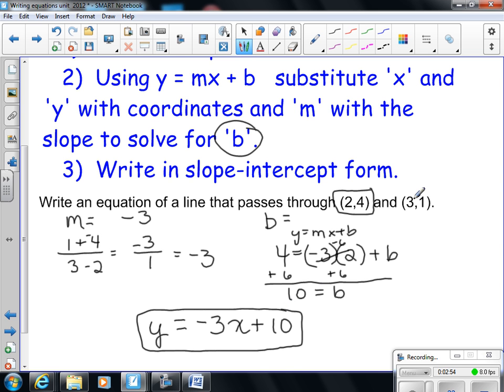Now, would it have mattered if I had chosen the other point? Let's just check it and see. My y would have been 1 equals negative 3 times your x, which is 3, plus b. I get negative 9, so I must add 9 to both sides, and I get my b as 10. So you see, it really doesn't matter which point you're going to use. Just make sure that you're consistent and use the ordered pairs for x and y from one point only.